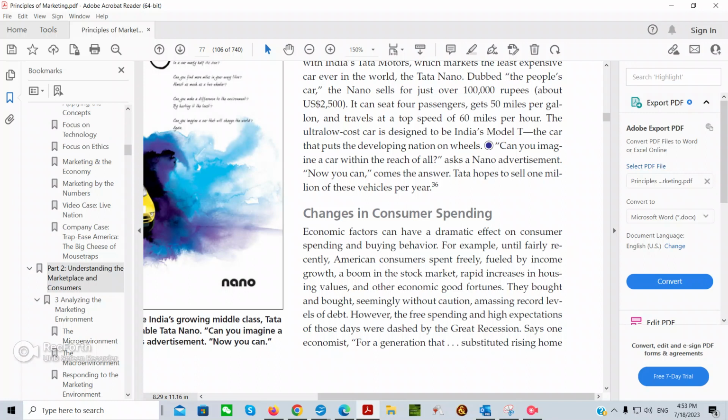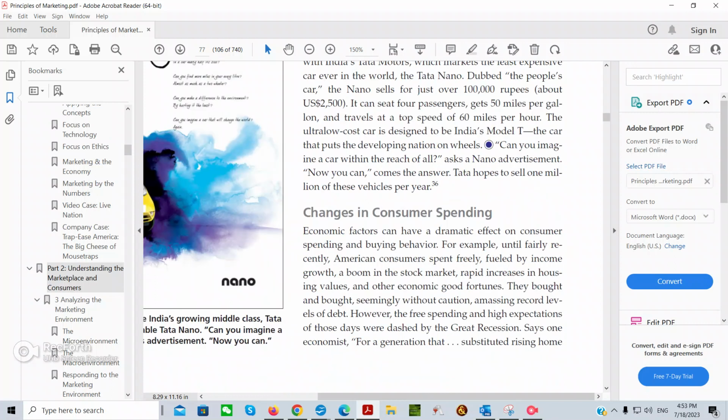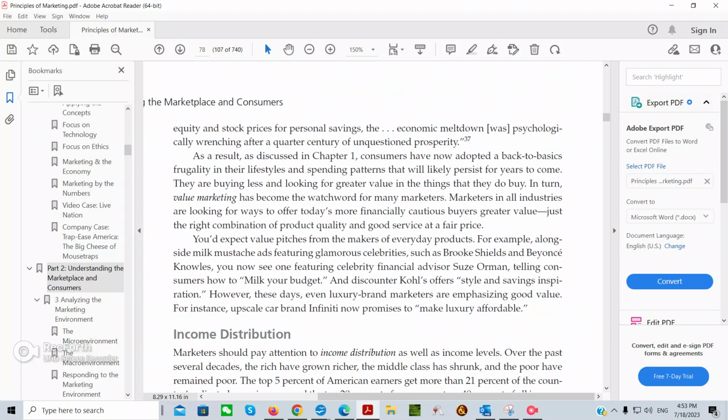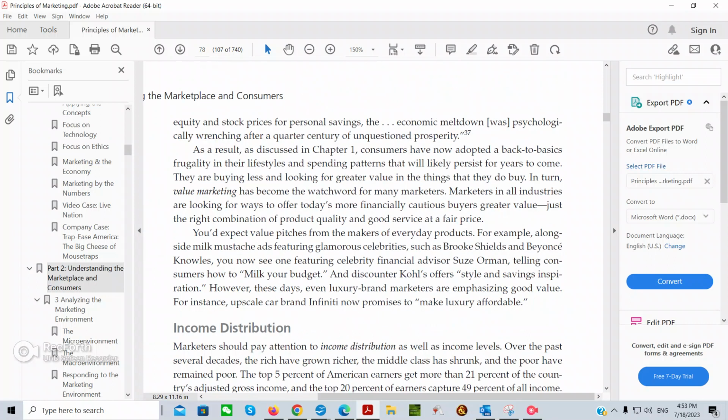They bought and bought seemingly without caution, amassing record levels of debt. However, the free spending and high expectations of those days were dashed by the Great Recession, says one economist. A generation substituted rising home equity and stock prices for personal savings. The economic meltdown was psychologically wrenching after a century of unquestioned prosperity.